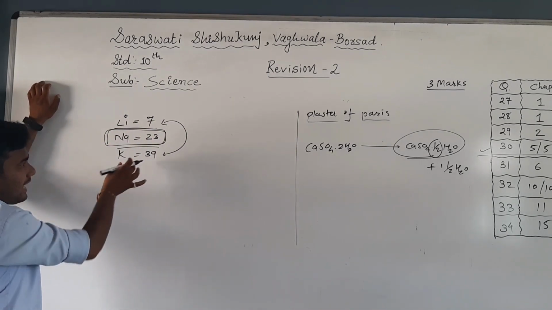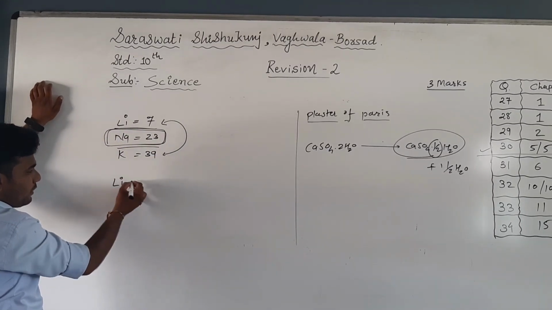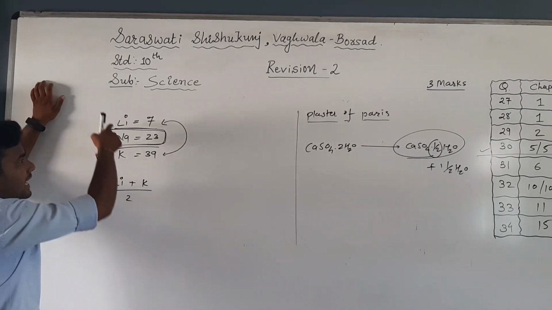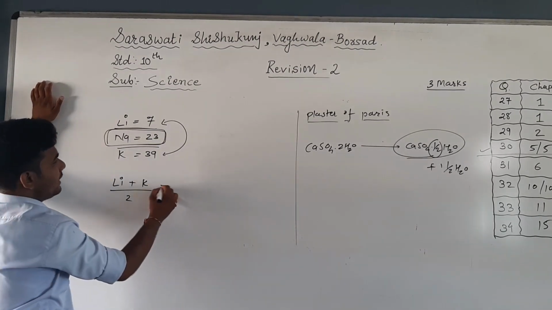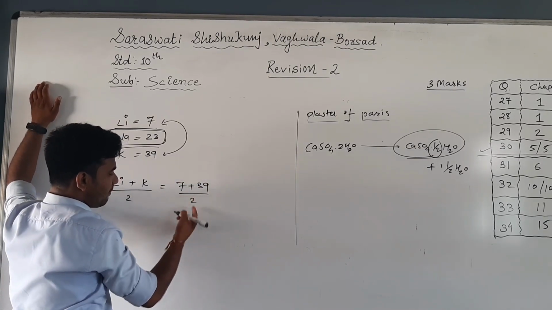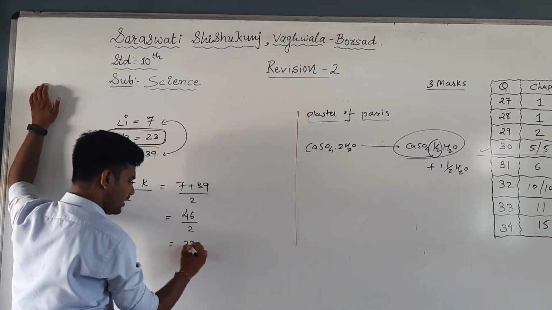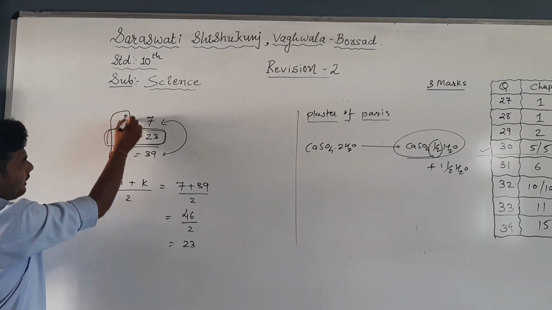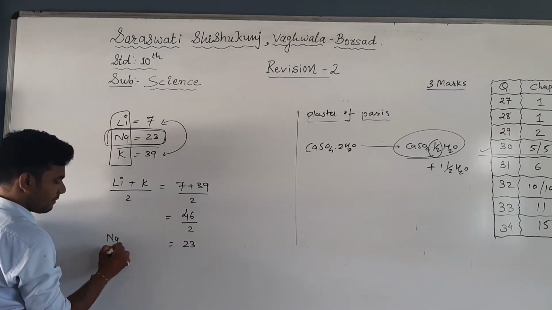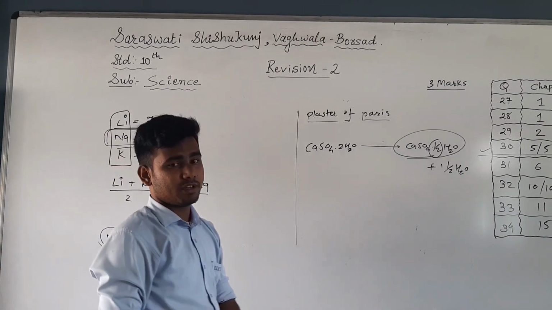So let's see if the average comes to 23 or not. Simply, the atomic mass of sodium is equal to lithium plus potassium divided by 2, that is the average of the first and third elements. Here we have 7 plus 39 divided by 2, which is 46 divided by 2, that is 23. And as you can see, in this group of 3, this is the atomic mass of sodium. So this way you can give any of the triads. In the textbook, different triads are given.